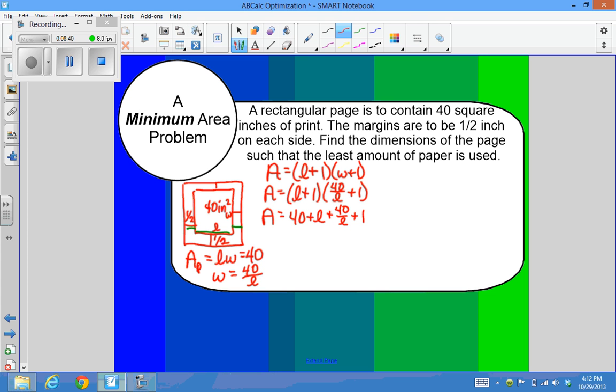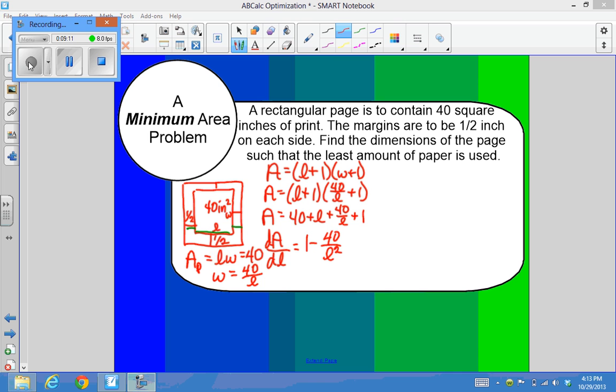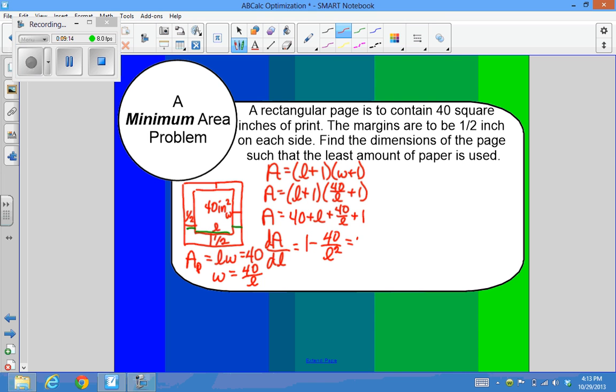When you take your derivative there, you get dA/dL, because you're taking it with respect to L, equals derivative of constant, that's gone to 0. Derivative of L, that's going to be a 1. Derivative of 40 over L, remember that's 40 L to the negative 1, so that's minus 40 over L squared. And the derivative of 1 goes to 0 as well. Okay, so set that equal to 0 now and solve.